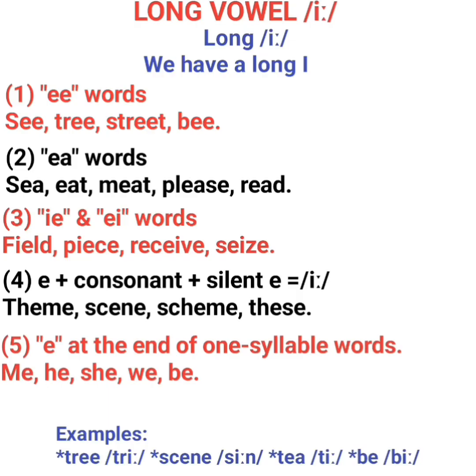scheme, scene, theme. In theme, for instance, T-H-E-M-E, the first E before M will give long E. The same thing in scene, E-N-E, E before N will give long E. Scheme, these, E-S-E, the first E before S also will give long E.